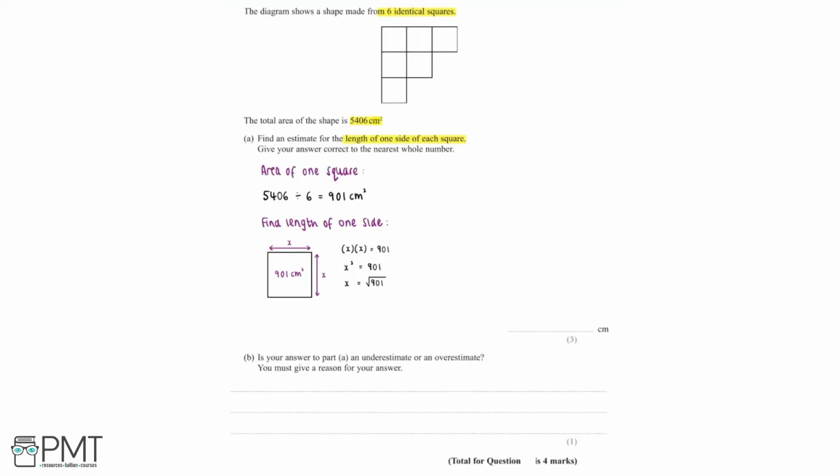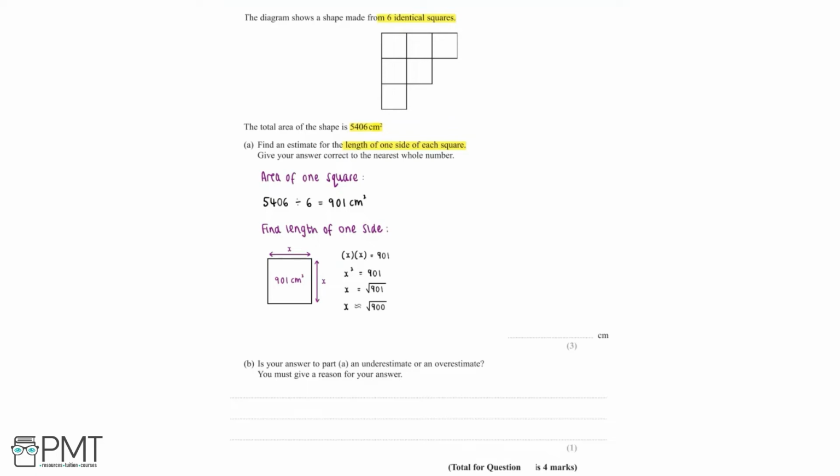But remember that we need to find an estimate for the length of one side of each square, and so we can round 901 to one significant figure. 901 rounded to one significant figure is 900, and so we can say that x is approximately equal to the square root of 900. We know that the square root of 900 is equal to 30. And so we found that an estimate for the length of one side of each square is equal to 30 centimeters to the nearest whole number.